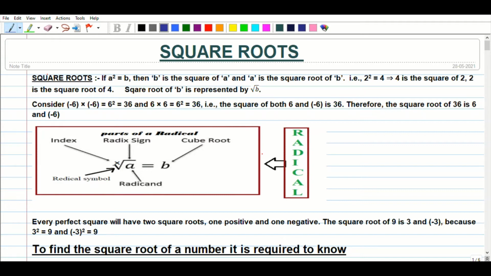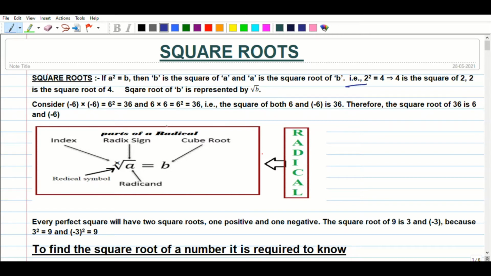So if a square equals b, then b is the square of a and a is the square root of b. For example, 2 square equals 4, right? 4 is the square of 2. 2 is the square root of 4. So the square root of b is represented by the radical sign over b.